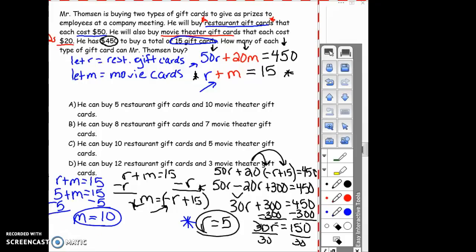Which one is it? M is movie, so 10 movie theater gift cards. R is restaurant, so 5 restaurant.